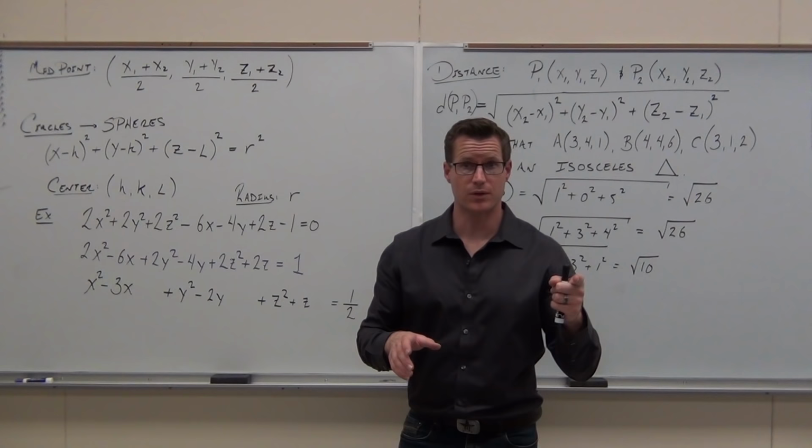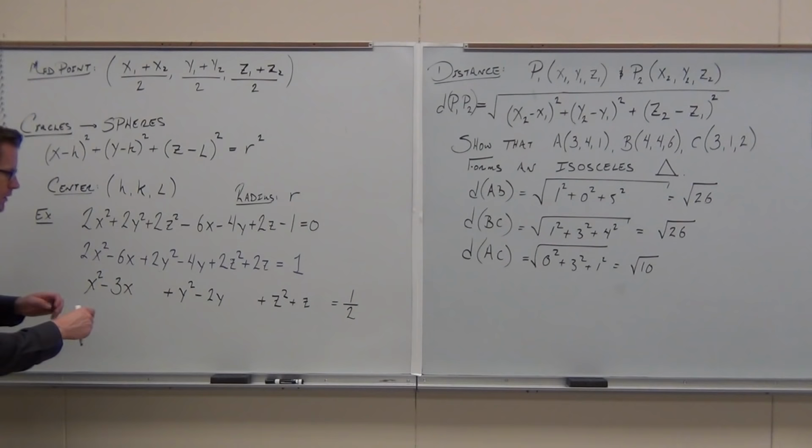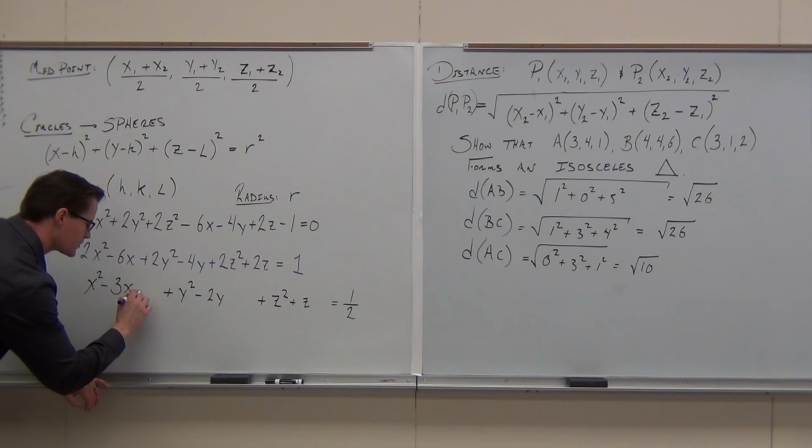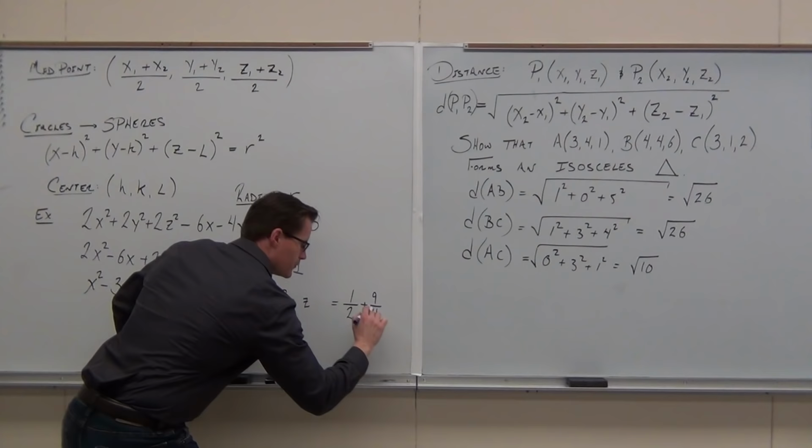Here's how you complete the square. What happens? You take this number, you take half of it, and you square it. So when I take half this number, it's -3/2. I square that, I get +9/4. That's what gets added to both sides of your equation. It's gotta be both sides or else you don't have an equation anymore, okay? It's gotta be both sides.